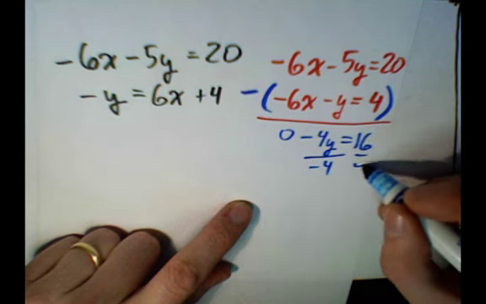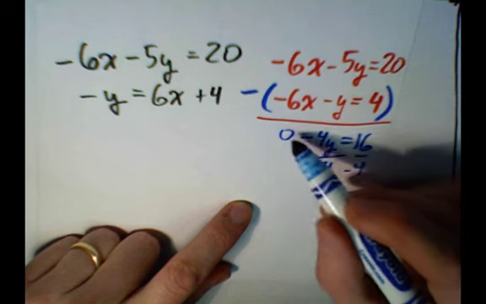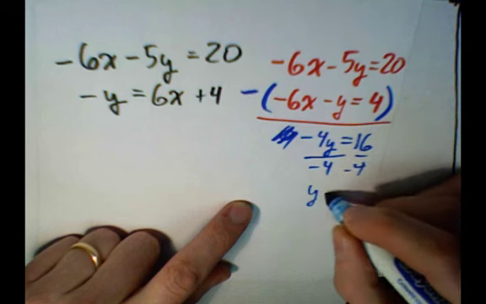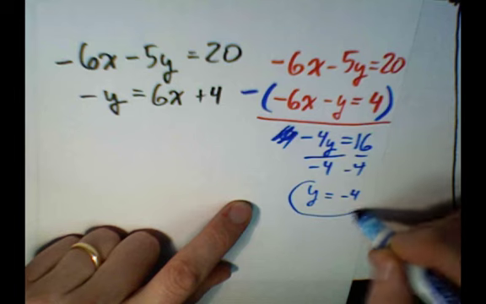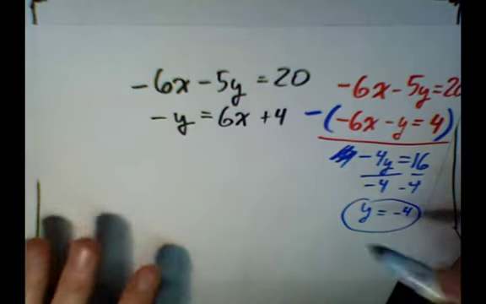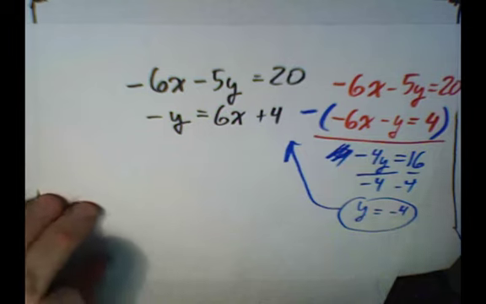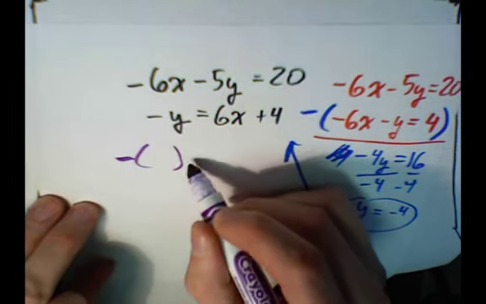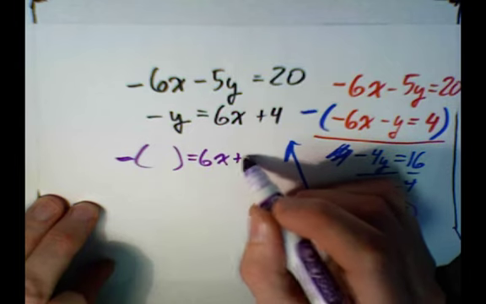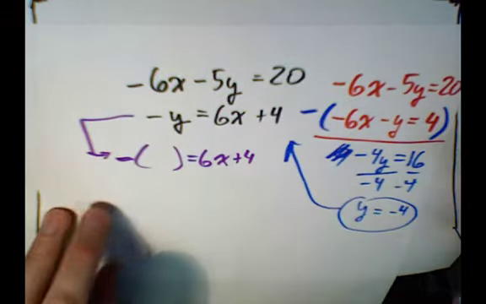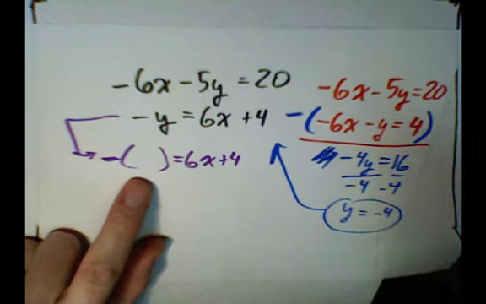Divide both sides by a negative 4. Again, this 0 doesn't really mean anything. Divide both sides by a negative 4, and we get y equals negative 4. And now we're going to plug this back in to one of these equations, whichever one looks easy. I'm going to pick equation number 2. So let's pick negative y equals 6x plus 4. This is equation B. And what does y equal? y equals negative 4.